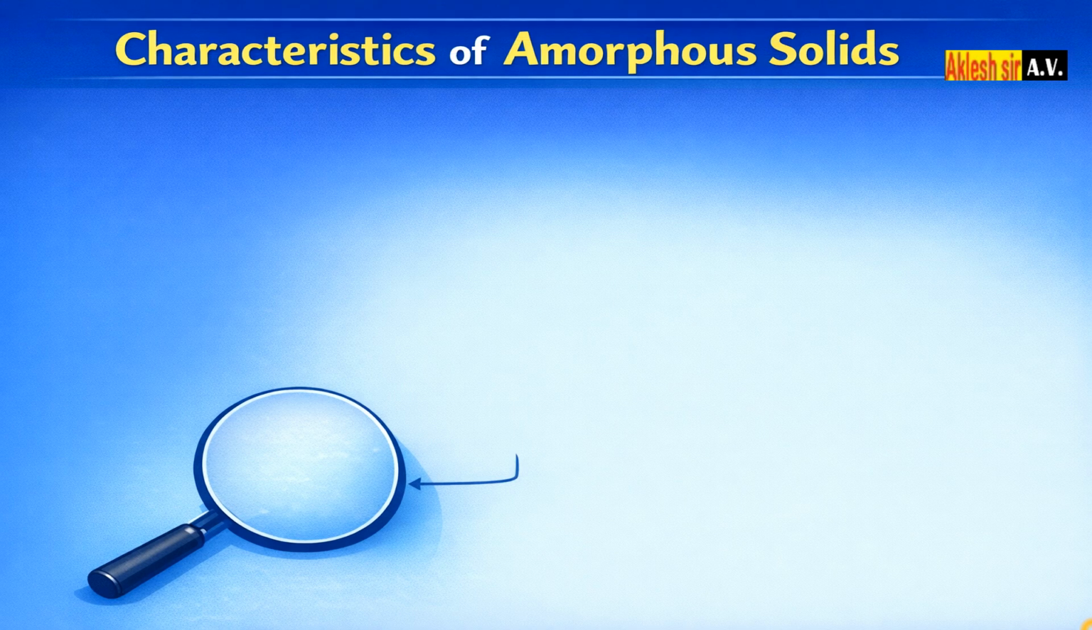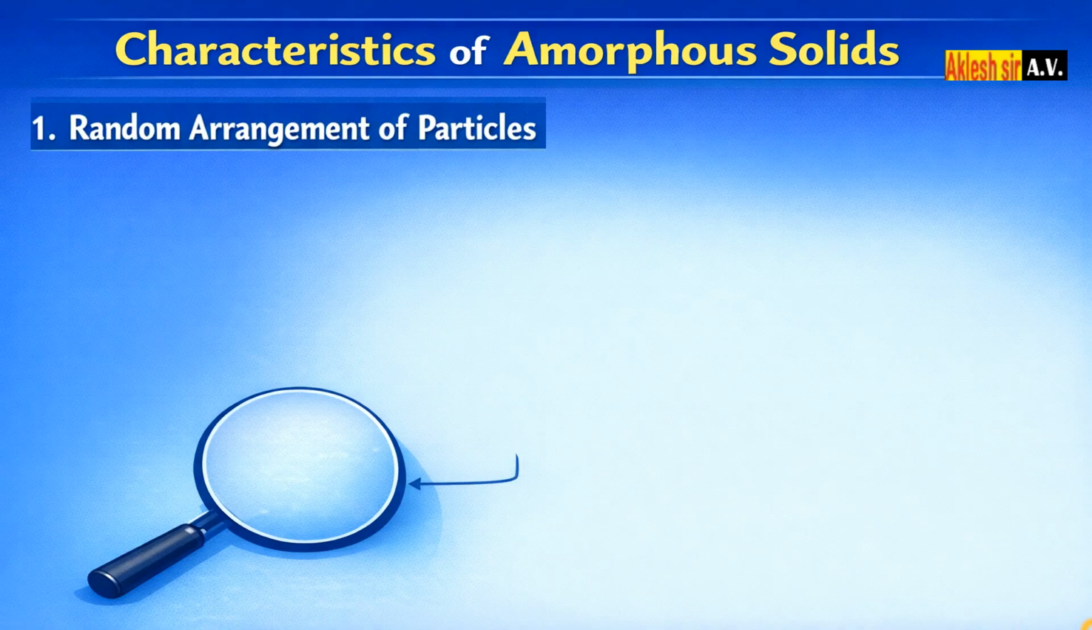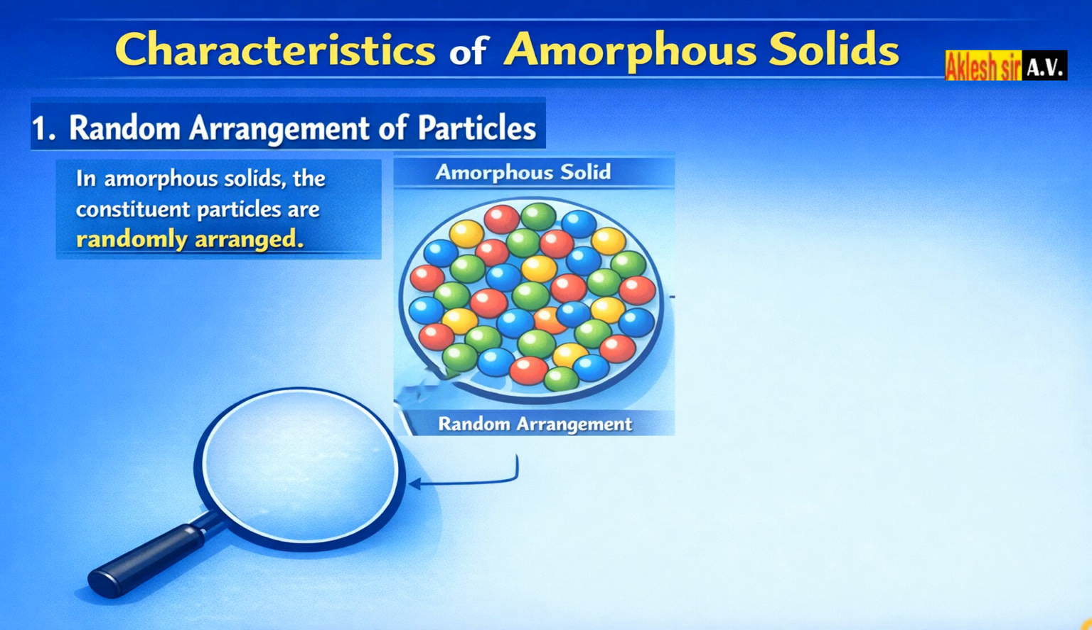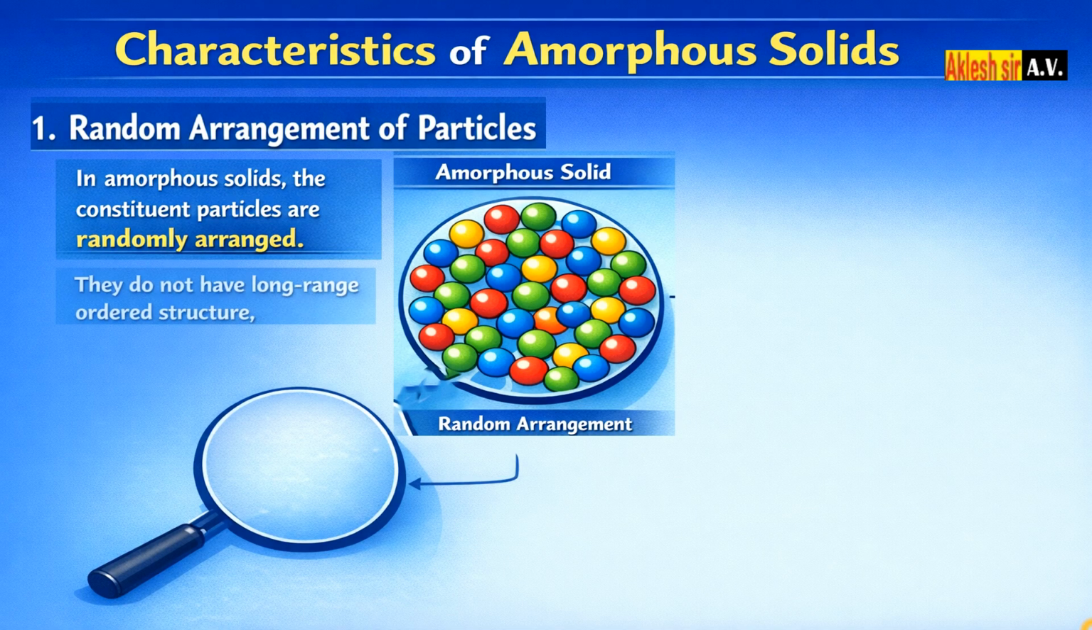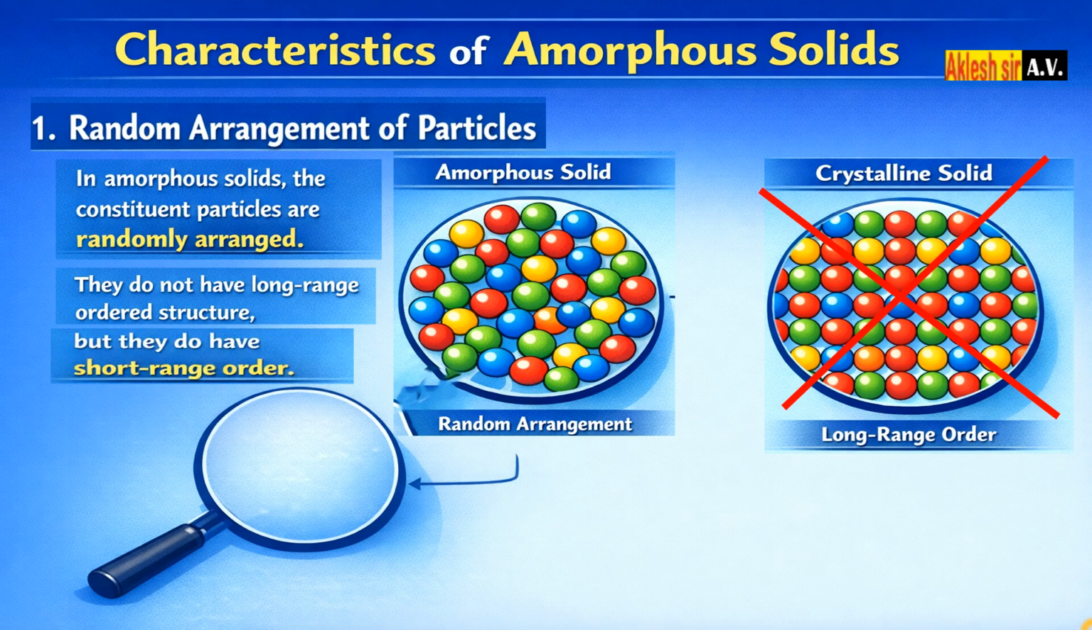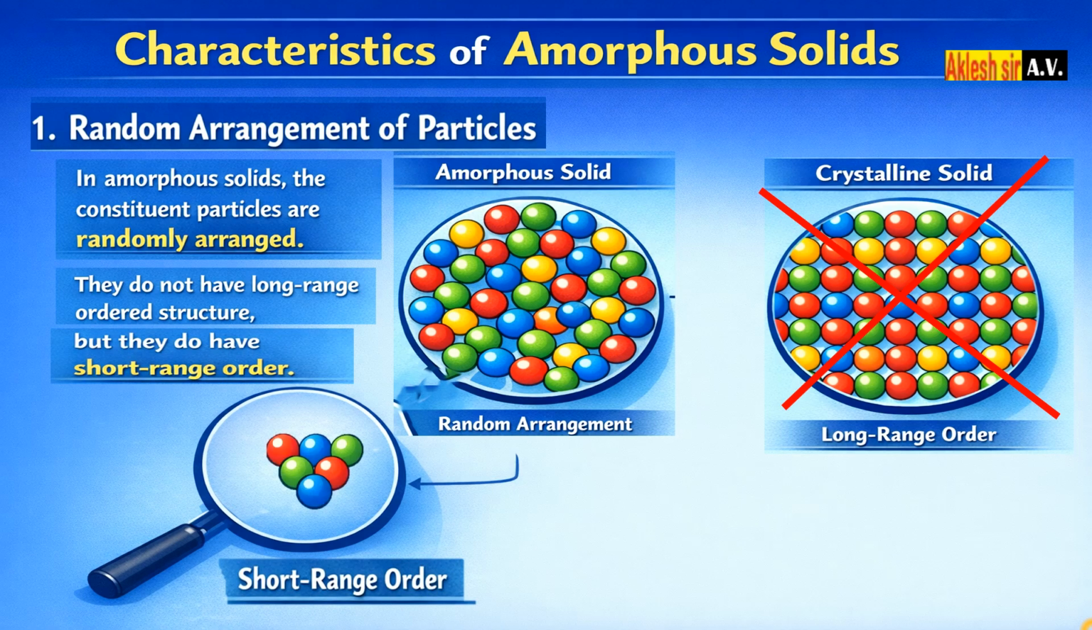Characteristics of amorphous solids. Random arrangement of particles. In amorphous solids, the constituent particles are randomly arranged. The particles do not have a long-range ordered structure, but they do have a short-range order.